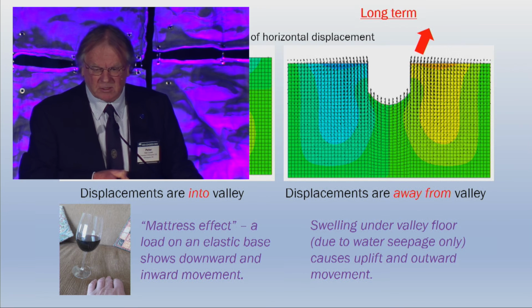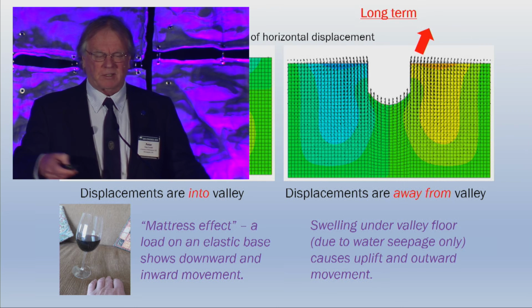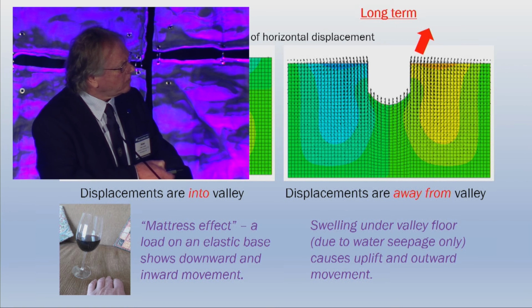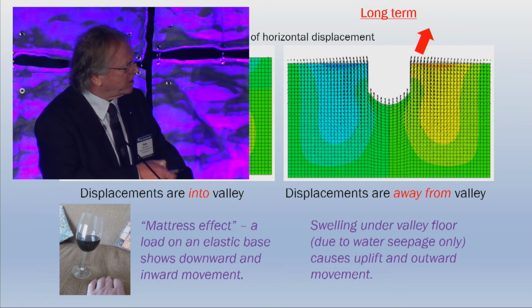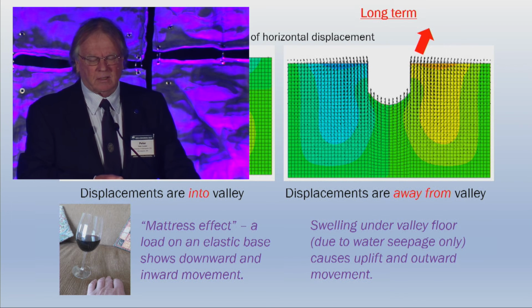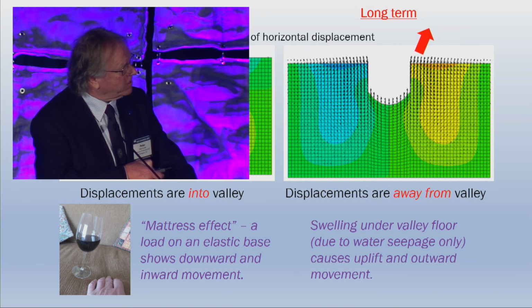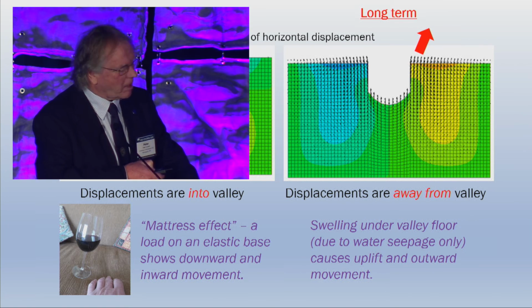The other is a long-term effect. When the fluid migrates into the surrounding rock, you get a bulb of pressure here that actually counteracts that load of the fluid. So the net effect is upwards and outwards.